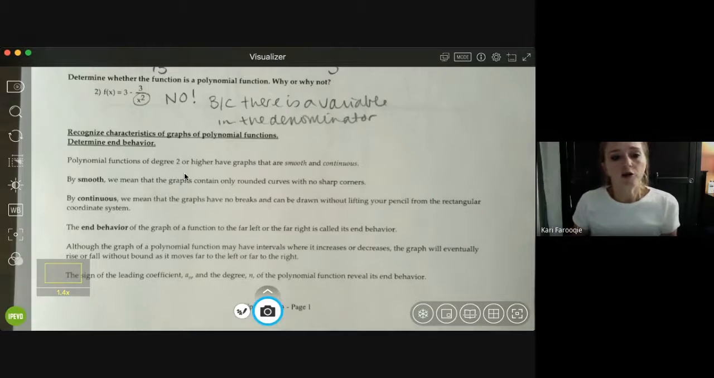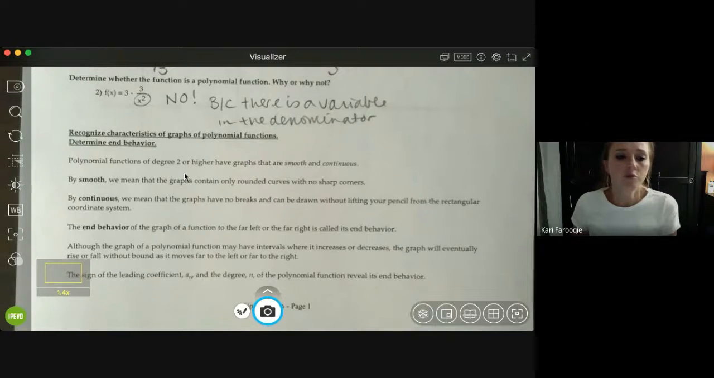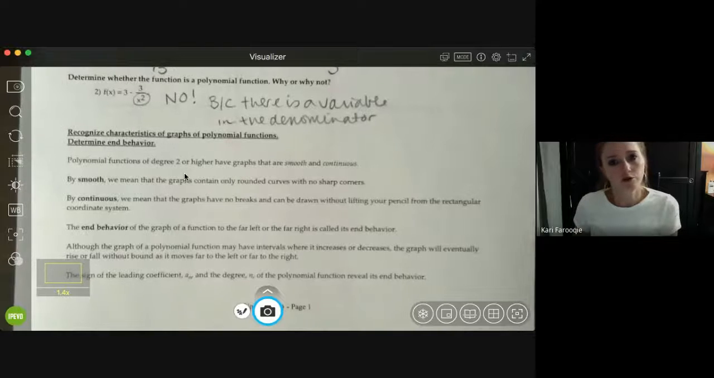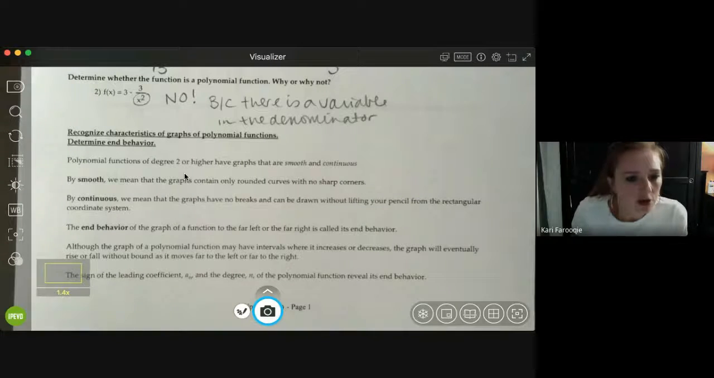Although the graph of a polynomial function may have intervals where it increases or decreases, the graph will eventually rise or fall without bound as it moves far to the left or far to the right. So that means for polynomials, you're not going to have any sort of horizontal asymptote. That will not happen with a polynomial function. You'll see that with rational functions. The sign of the leading coefficient, a sub n, and the degree n of the polynomial function reveal its end behavior. And that is where we will pick up next time.